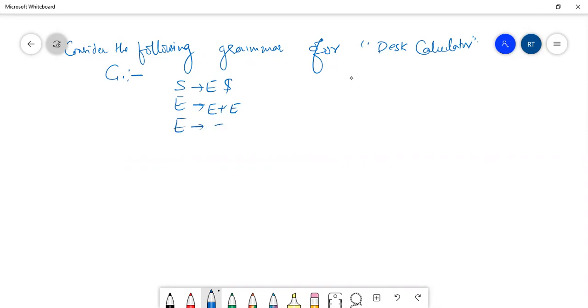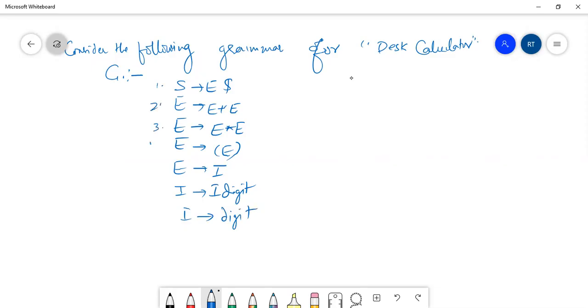E tends to E star E. E tends to E. E tends to I. I tends to I followed by a digit. And I tends to digit. So we have these particular production rules.